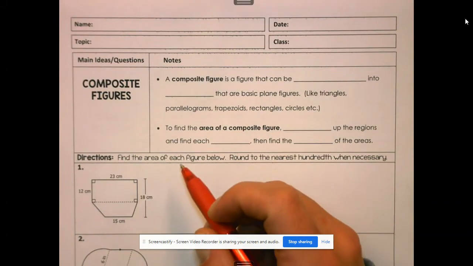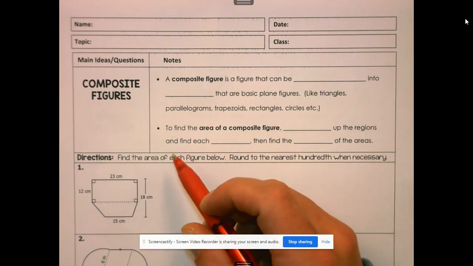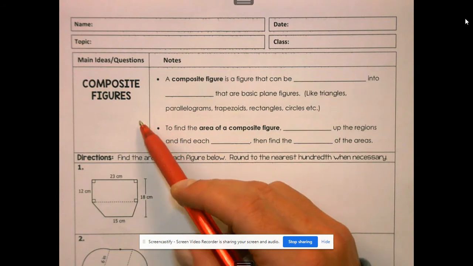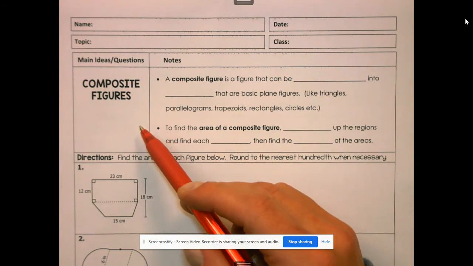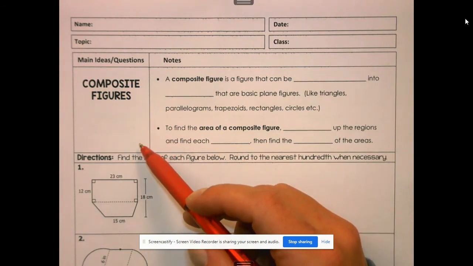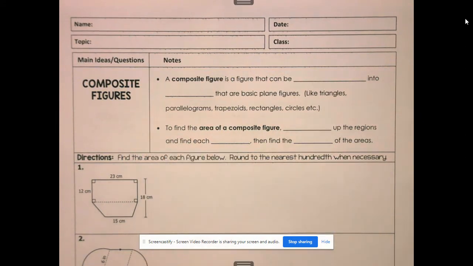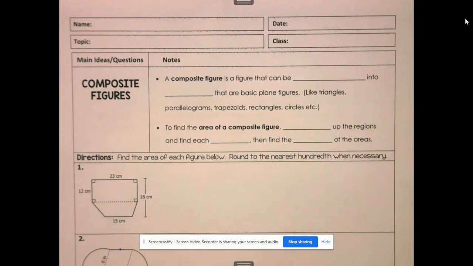All right, this lesson's on composite figures. Basically, you guys are going to be given a couple figures, and you've got to add up all the areas of each of the pieces that you see. So, identify the pieces, get the area, and then add them all up at the end. So, it's our job to figure out the area of composite figures.